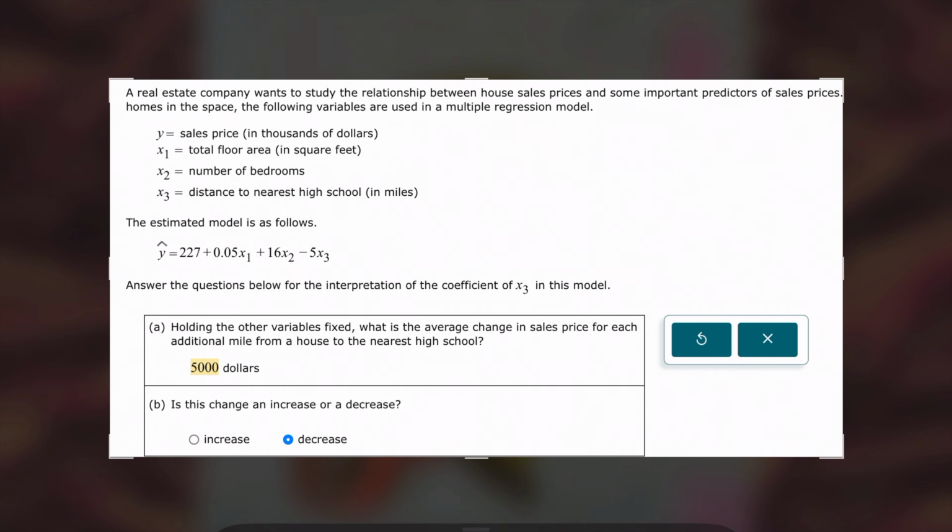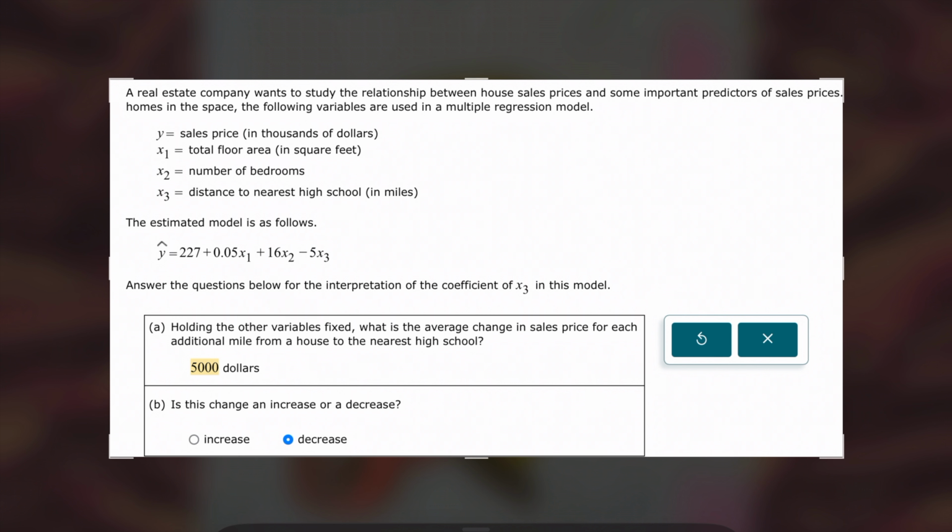So like if you have a big house, or if you have a bunch of bedrooms, or if you live close to the high school, like that will all increase the price, or it may increase the price. Actually, we can look at this and say, so this one, like you have multiple variables that you're comparing. This is the only topic you got to do with multiple variables.